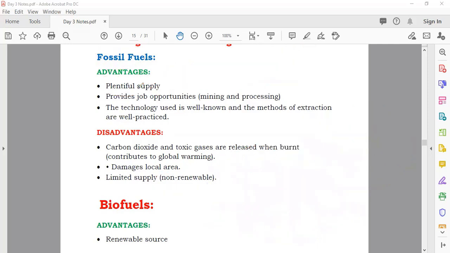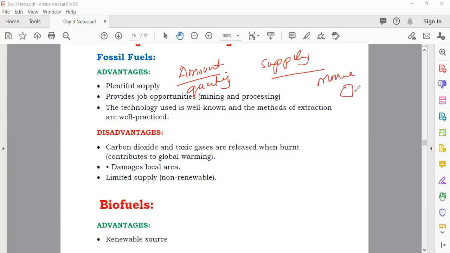Don't think there is no difference between amount and supply. Amount means how much quantity you have. Supply means you are moving things from one place to another place. That is supply, not quantity. Maybe you are mixing these two things. Understand now?